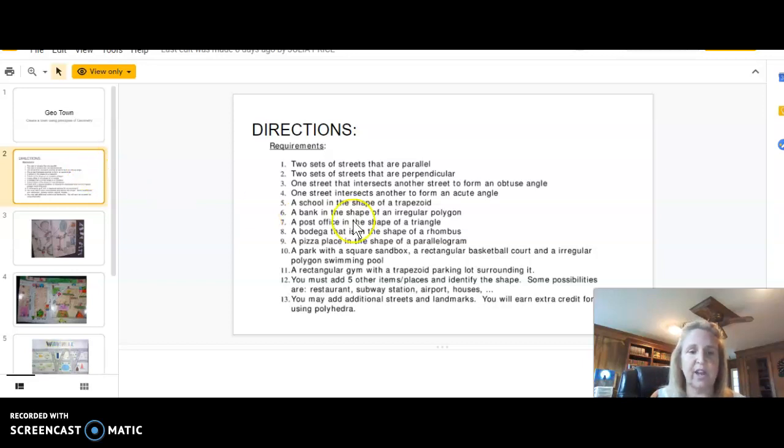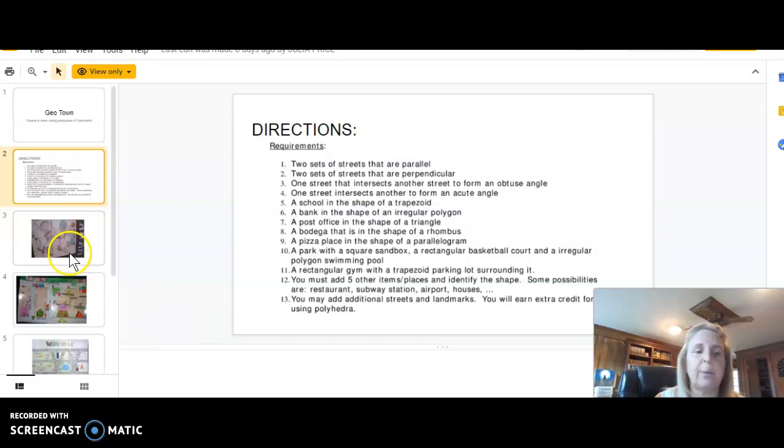Number 12, you must add 5 other items or places and identify the shape. Some possibilities are restaurants, subway stations, airports, houses. And number 13, you may use additional streets and landmarks. You will earn extra credit if you use polyhedra. Don't worry about number 13. But you can add extra streets and landmarks, okay?